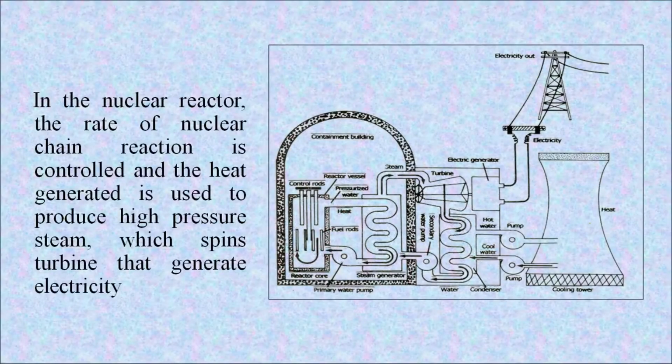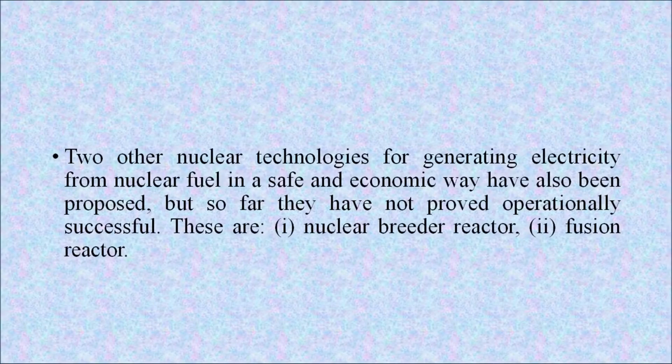In the nuclear reactor, the rate of nuclear chain reaction is controlled and the heat generated is used to produce high pressure steam, which spins turbines that generate electricity. Two other nuclear technologies for generating electricity from nuclear fuel in a safe, economic way have been proposed, but so far they have not proved operationally successful, and these are the nuclear breeder reactor and the fusion reactor.